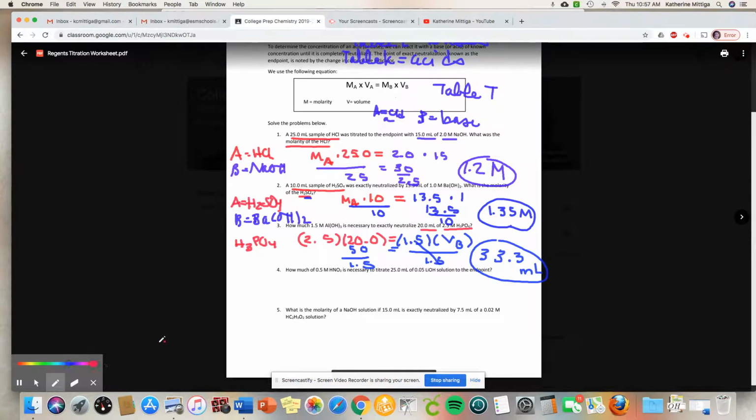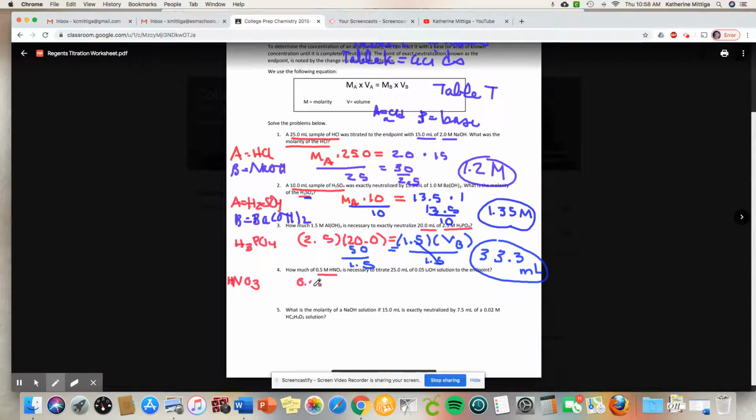All right. How much of 0.5 molar HNO3 is necessary to titrate 25 milliliters of 0.05 LiOH solution to the endpoint? First thing you have to do is identify who's acid, who's base. So I'm taking a look at table K. I see HNO3 is something called nitric acid. So how much? That means volume. So I'm looking for the volume of the acid.